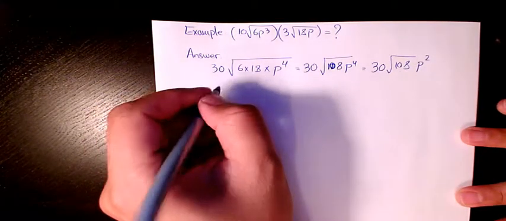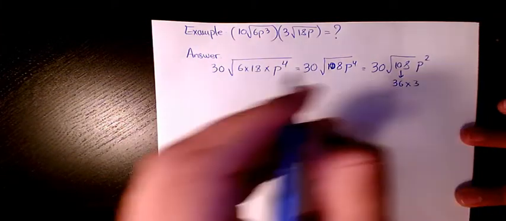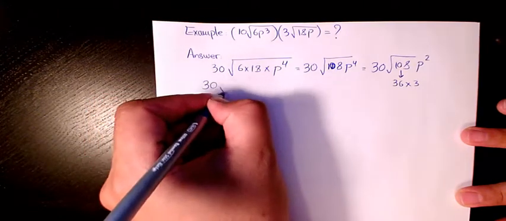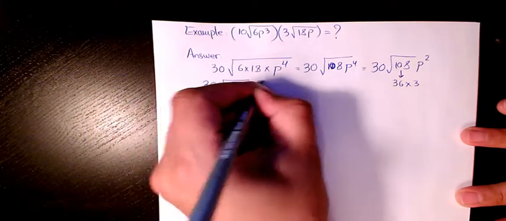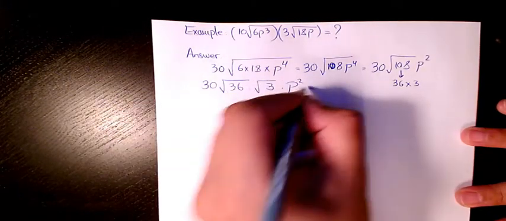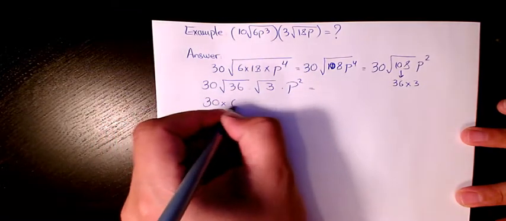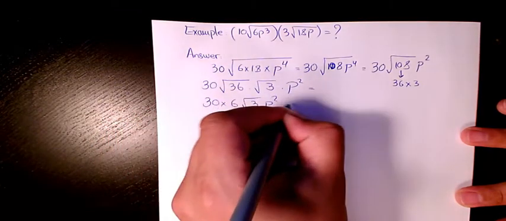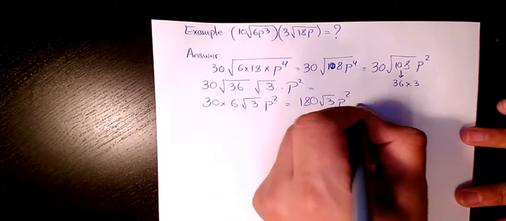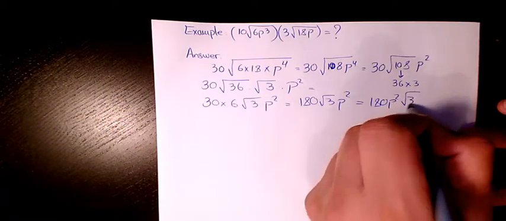108 here is 36 times 6, 36 times 3. So we have 30 square root of 36 times square root of 3 times p squared. And the square root of 36 is 6. So we have 30 times 6 root 3 p squared, which is 180 root 3 p squared, or we can write it as 180 p squared root 3.